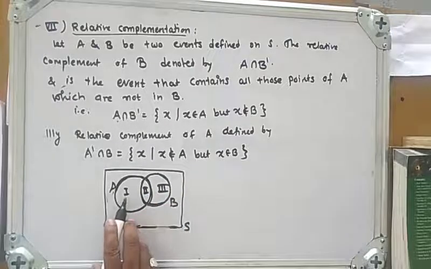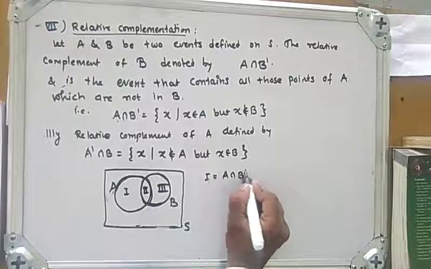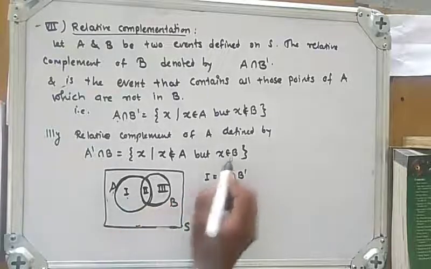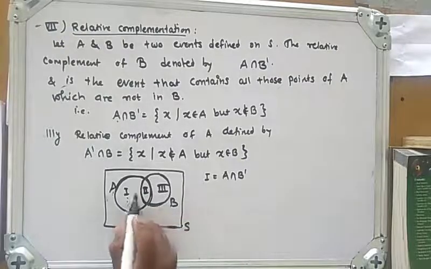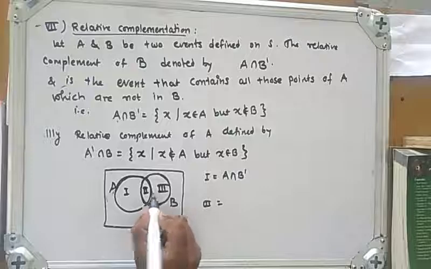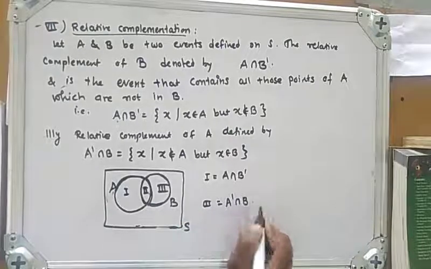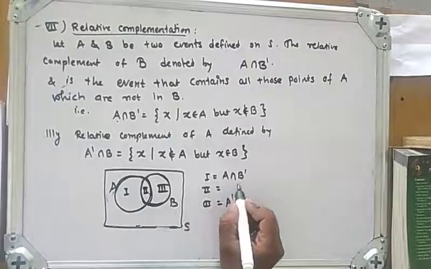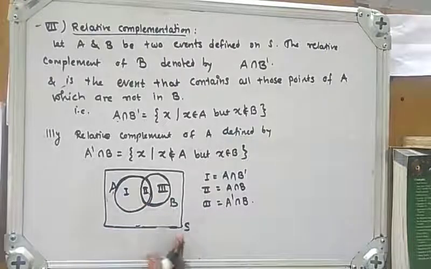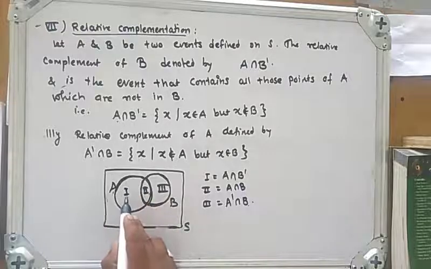The first part means the elements of A which do not belong to B, so the first part is A intersection B complement, because it has elements x such that x belongs to A but does not belong to B. The third part has elements which belong to B but not to A, so this is A complement intersection B. The second part is A intersection B, the common elements between event A and event B.